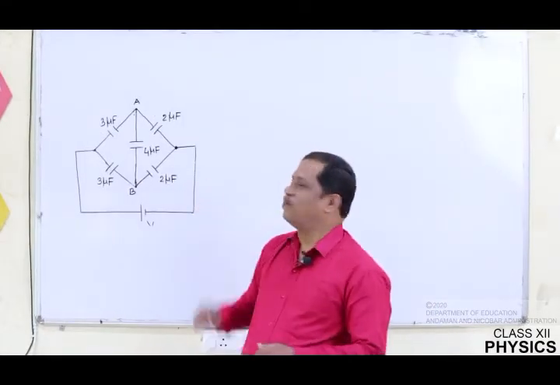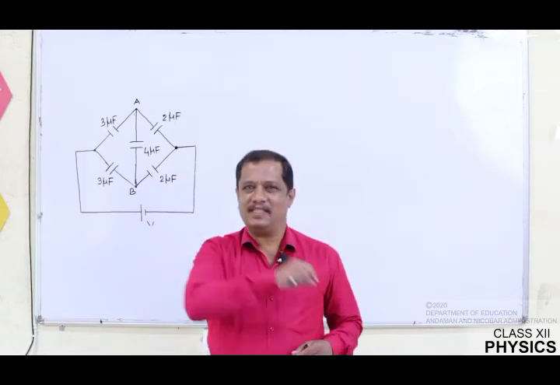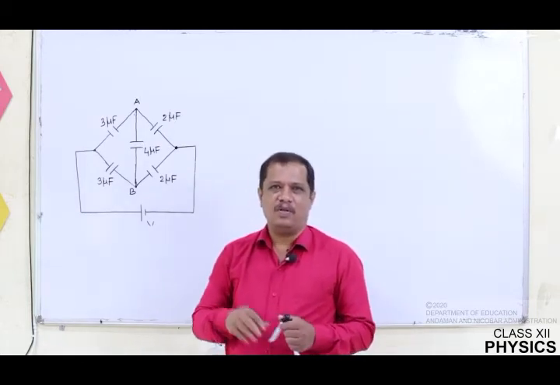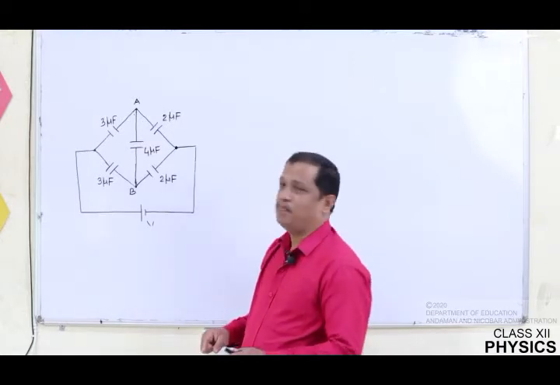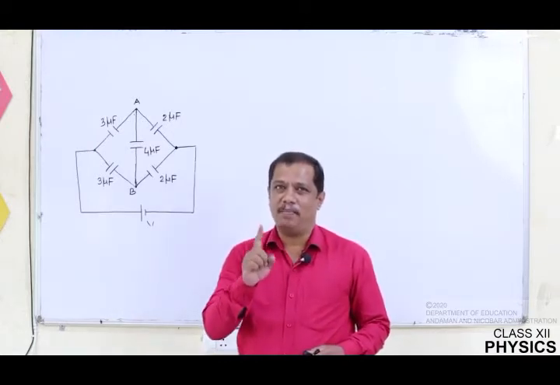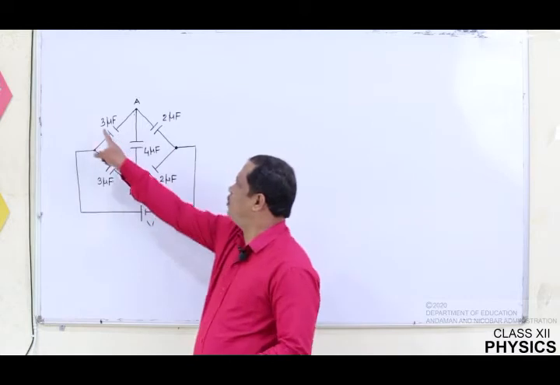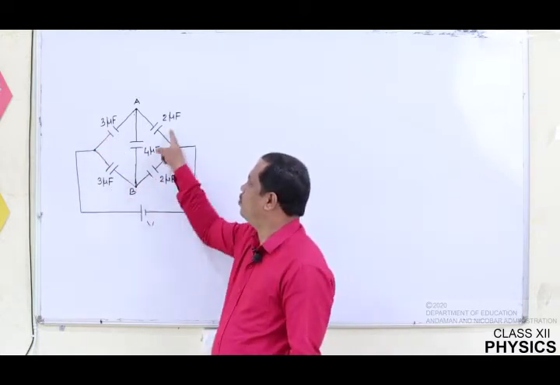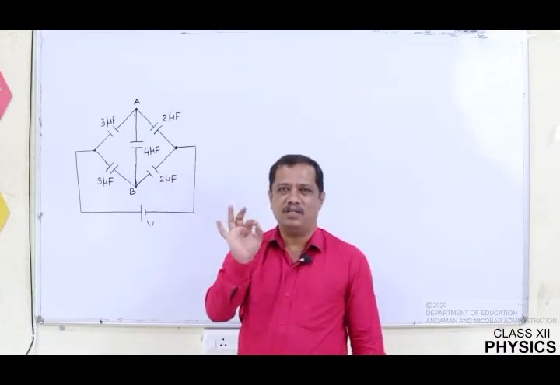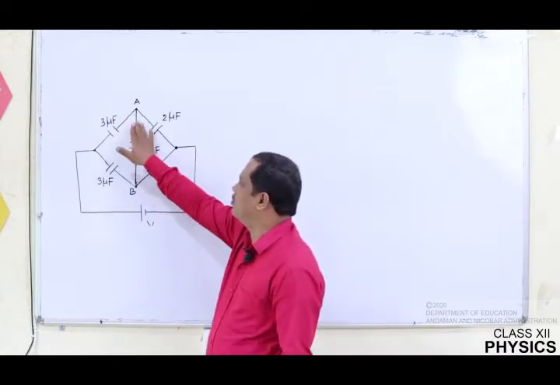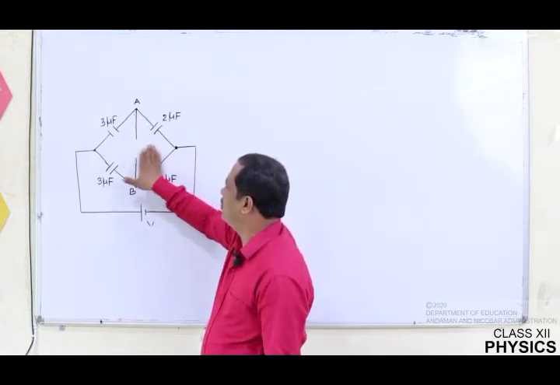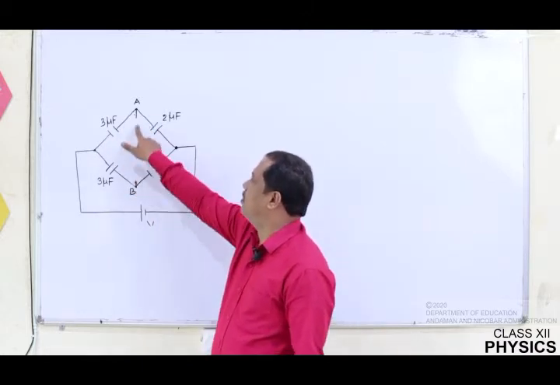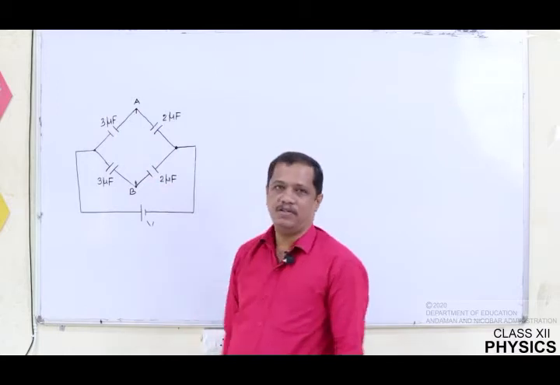See, this is one question which is based on Wheatstone's bridge. Let me see whether it is balanced or not. I know the Wheatstone's bridge will be balanced if the product of the opposite arms capacitances are equal. So opposite arms 3 into 2, 6, and 3 into 2, 6, that means the bridge is balanced. I can remove this terminal. I have to find the effective capacitance of the combination.